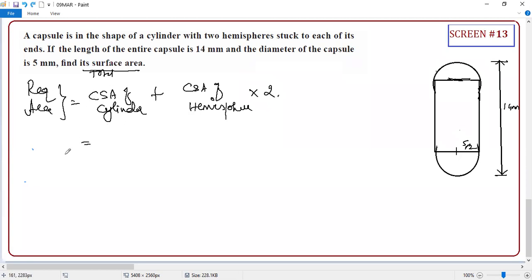Now CSA of cylinder is what? 2 pi r h. CSA of hemisphere is what? 2 pi r square. Area never be cube, student. Area is always multiplication of 2 lengths. Volume is multiplication of 3 lengths. Here you see multiplication of 2 lengths. Here you see only 1, so multiply r square.